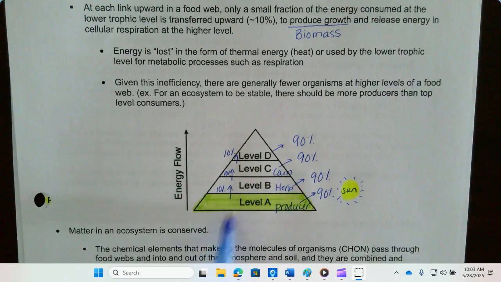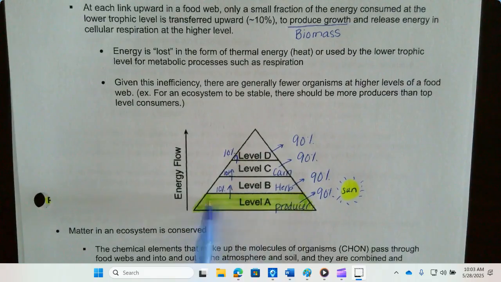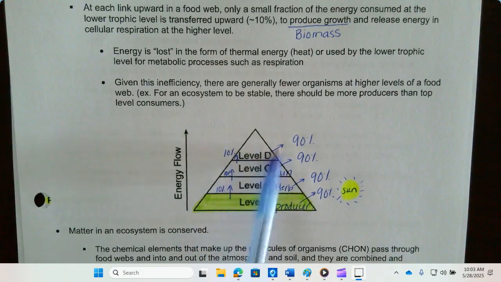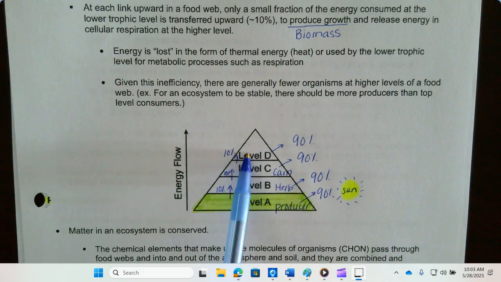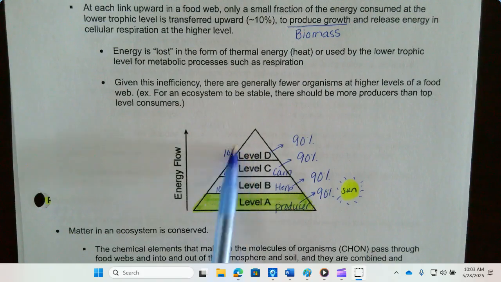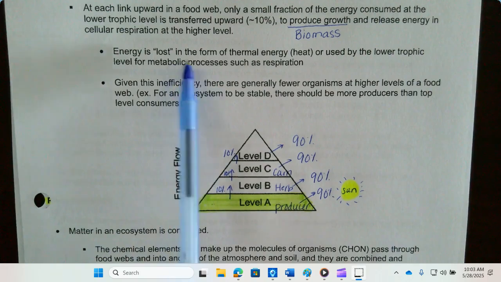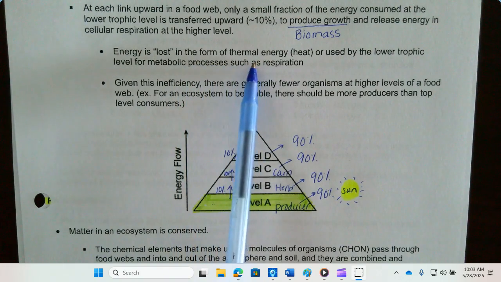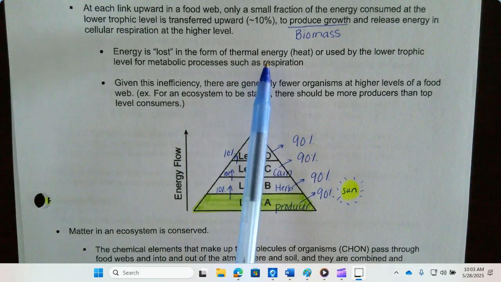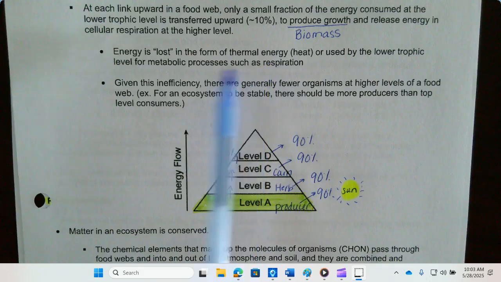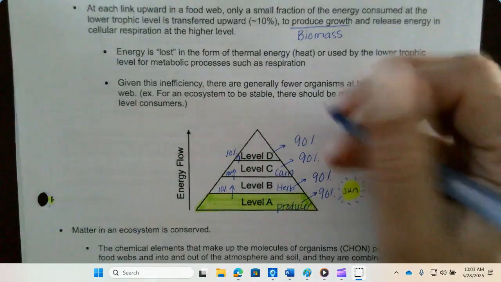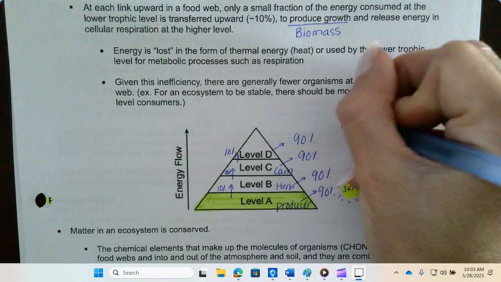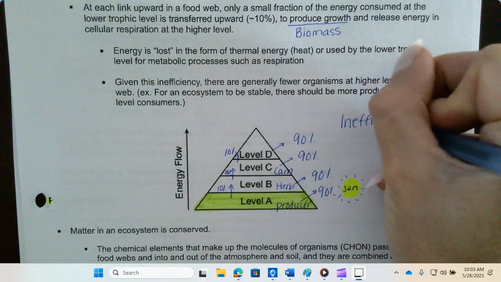This could be an energy pyramid, but it could also be a biomass pyramid. The bottom means that you have to have the most producers, and then at that top level, carnivore, level D, you're going to have the least amount, because the energy available to the top level is just not enough. So energy is lost in the form of thermal energy, which is heat, or used by the lower trophic levels for metabolic processes such as respiration. Why is it considered inefficient? Inefficient just means it's really not working as well as it should.